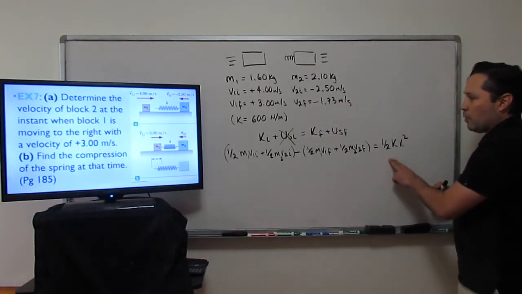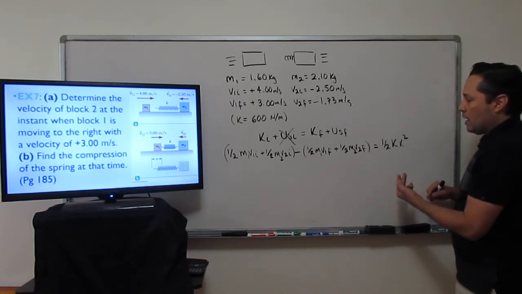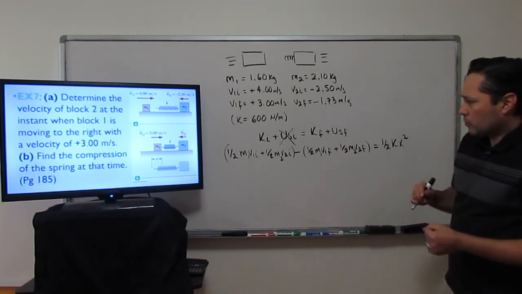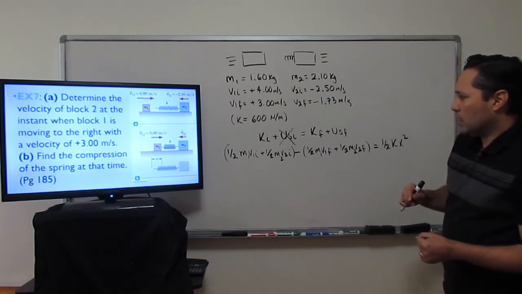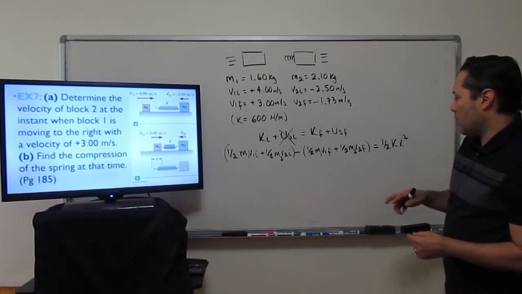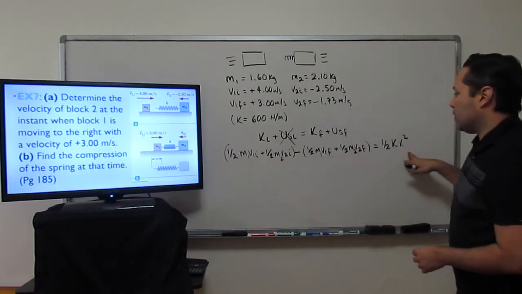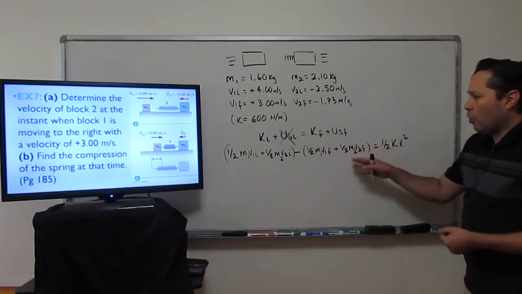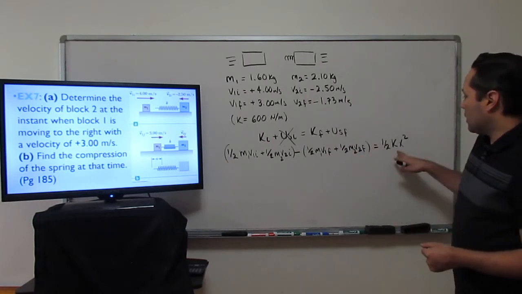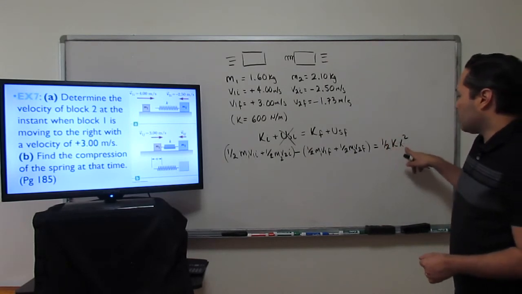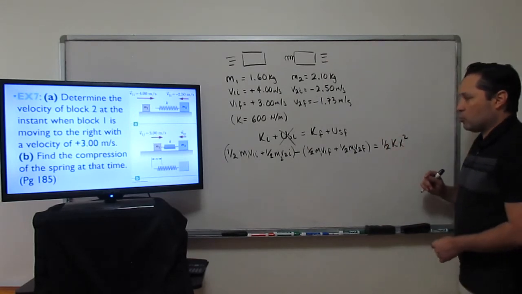Alright, so how can we isolate this? We can go ahead and start working on it. One of the first things I could do is get rid of the halves. So we can multiply everything by 2, everything on the left and everything on the right. That's going to get rid of all those halves. Then we can divide by k to isolate the x. Alright, so that's going to be our strategy.